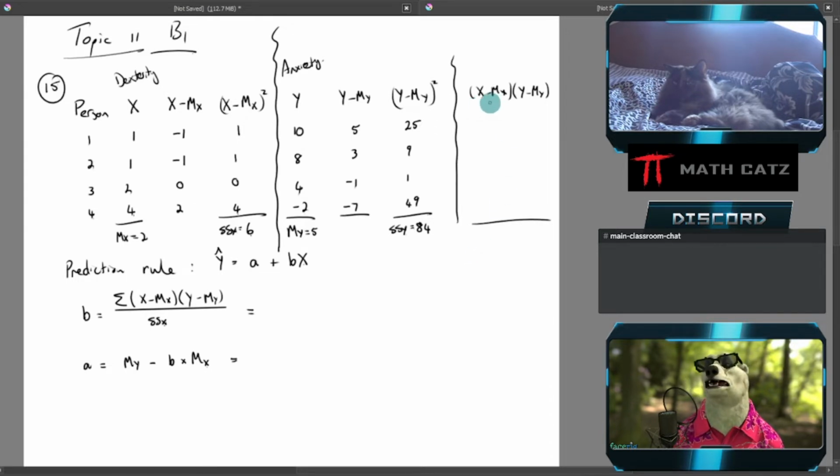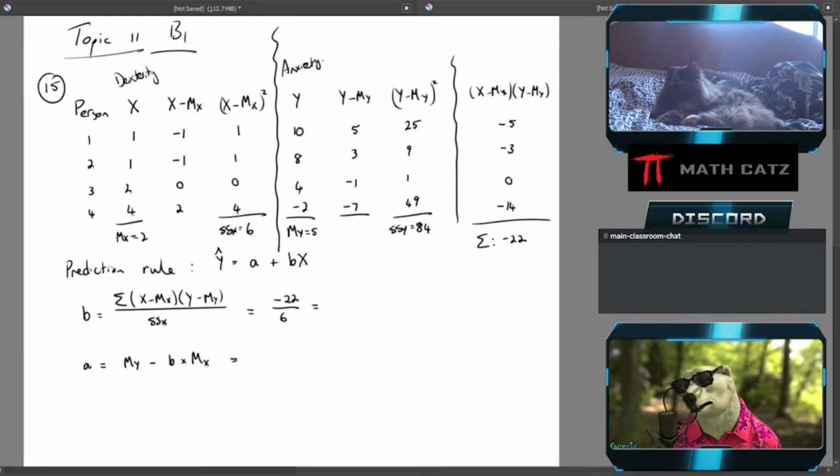Now we have to multiply, not the squared deviations, just the deviation scores. So negative 1 times 5, negative 1 times 3, 0 times negative 1, and 2 times negative 7. We add those together for a sum of negative 22. So that is the numerator in the B constant. Negative 22, and the sum of the squares here is 6. We can go to the calculator for that: negative 22 divided by 6, and we get a negative 3.67, we'll say.